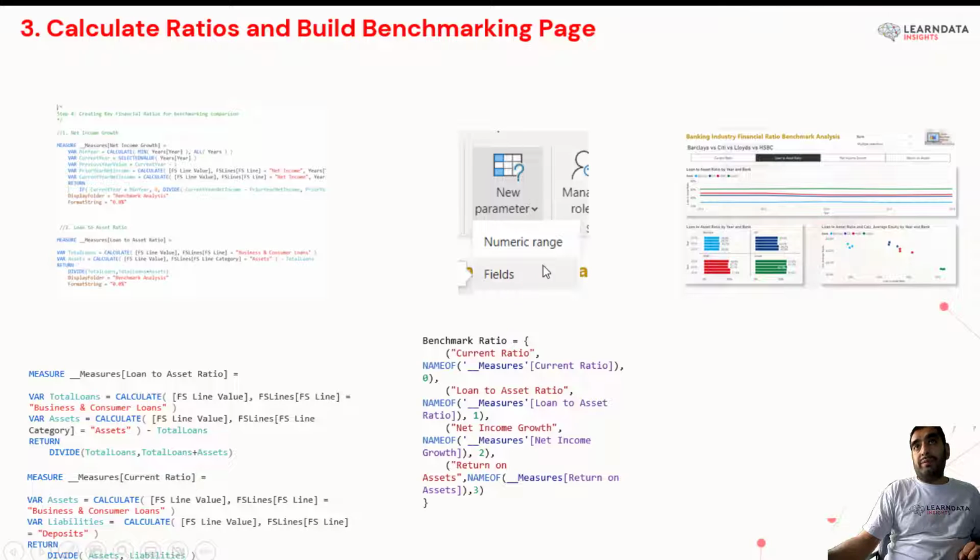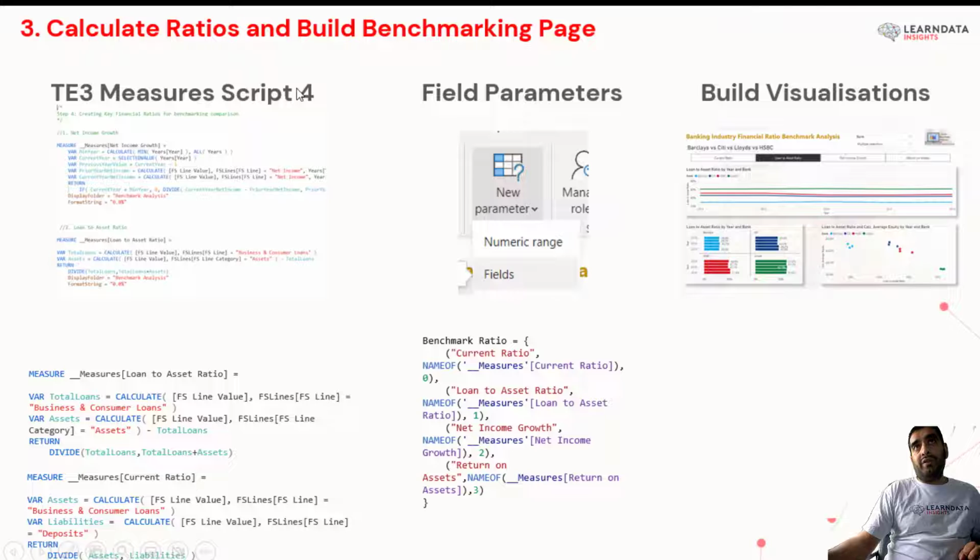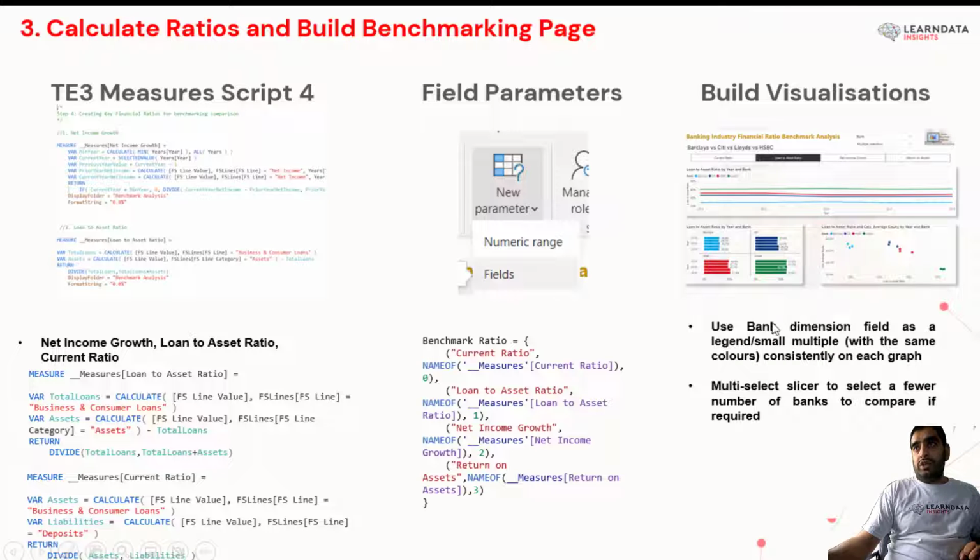We've then got a field parameter that we set up in Power BI Desktop. This creates the DAX table with our measures, and then we just create the visualization here as well. So that's script 4 that we ran for the ratios, field parameters, and our visualization. We use the bank dimension field as a legend or small multiple, and we make sure we use the colors consistently on each graph.